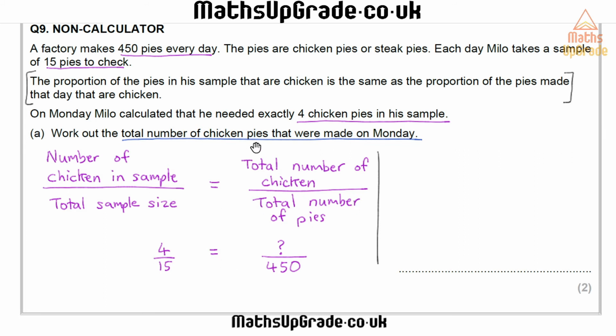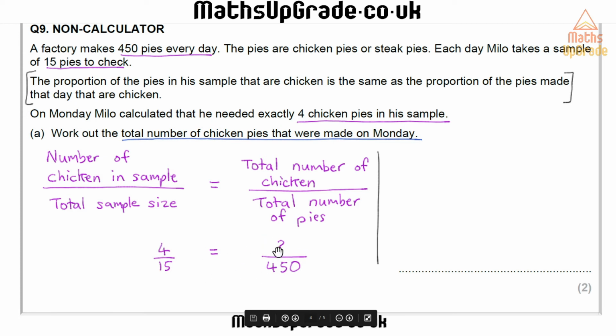So we're told that you need exactly 4 chicken pies in the sample. So the number of chicken pies in the sample is 4, that's the top of that fraction. And the total sample size is 15, that's told to us at the top of the question. So 4 over 15 is equal to the total number of chicken pies that are made, which is what we need to work out, the numerator here, divided by the total number of pies made in a day. And that's 450 pies made every day. So now I just need to work out the numerator of this fraction.